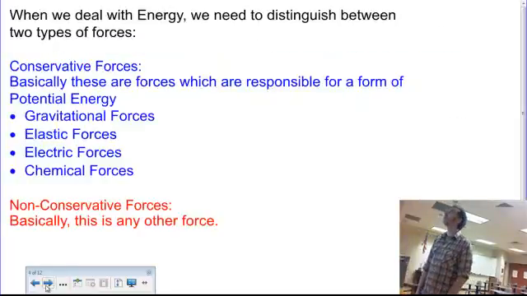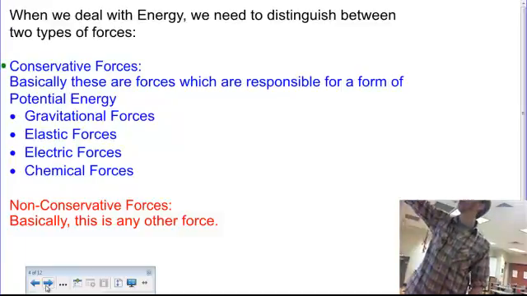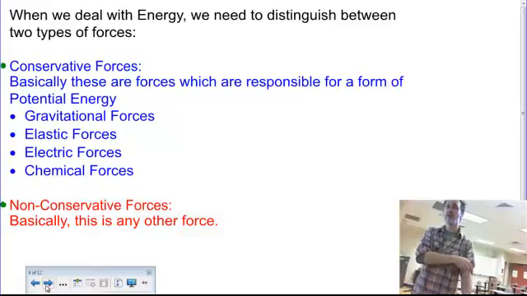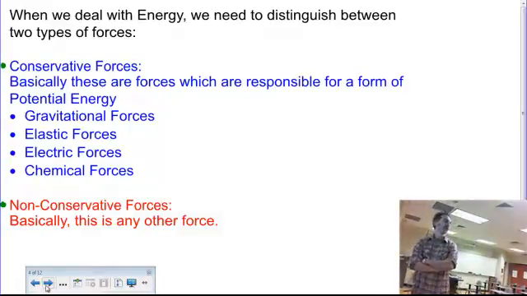The first thing we need to do is distinguish between the two types of forces. In this class, we're going to talk about two different types of forces. There is what's called a conservative force, and there's what's called a non-conservative force. There's a fancy textbook definition of what a conservative force is, and I don't know that it really helps conceptually shed any light onto this. So here's how I'm going to define a conservative force.